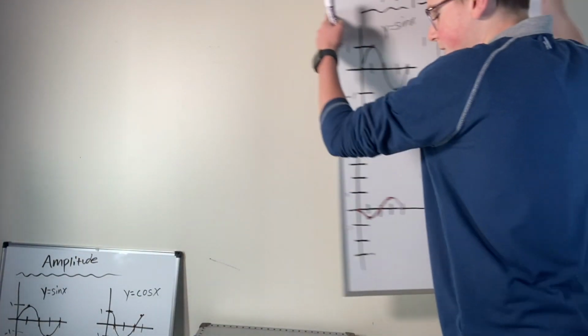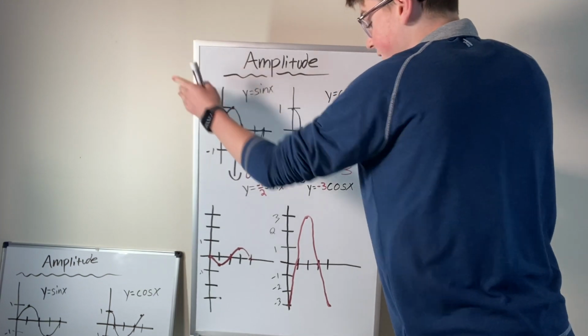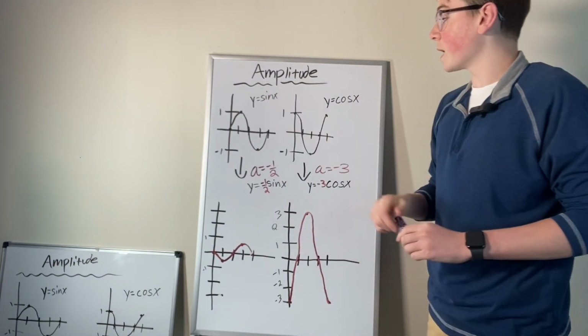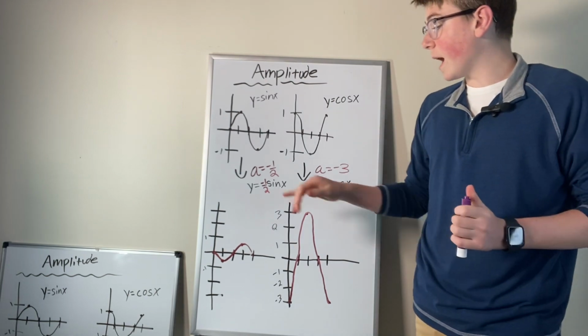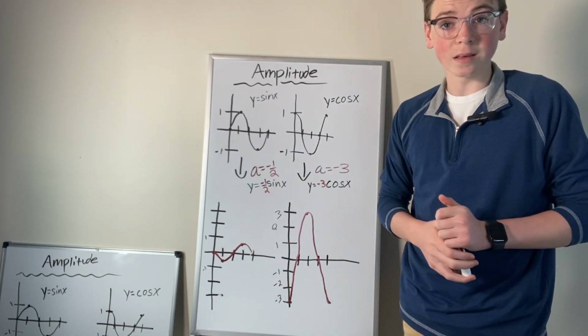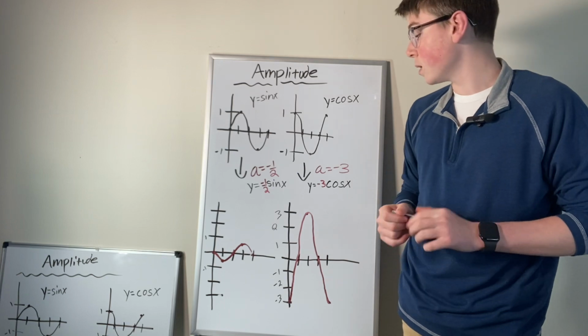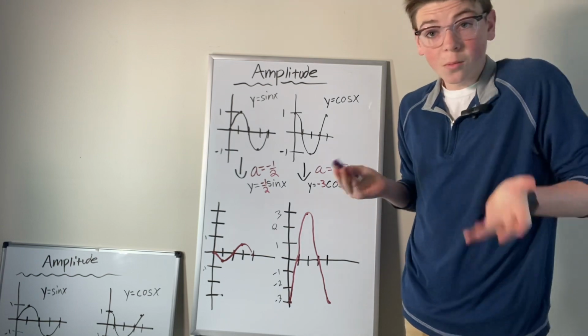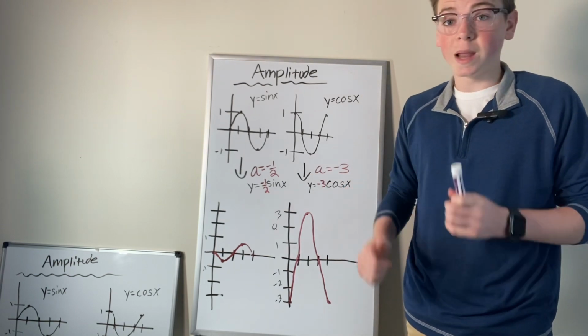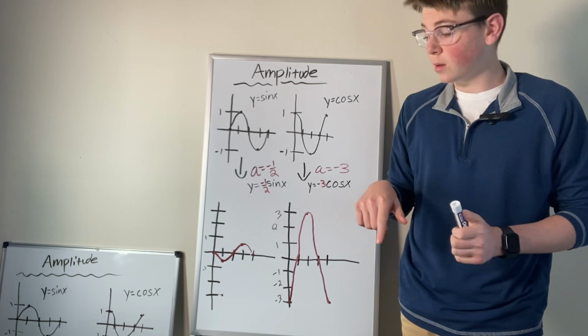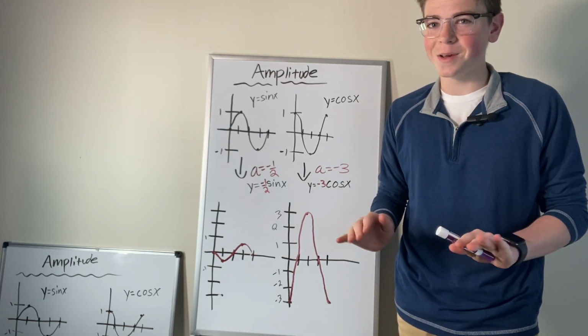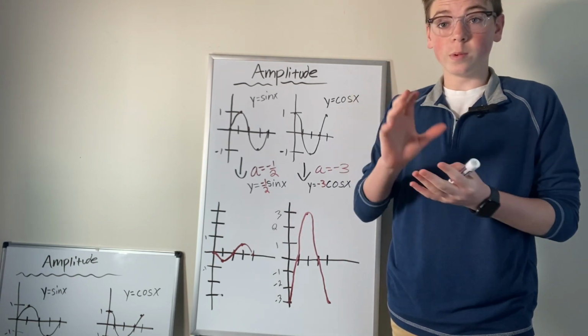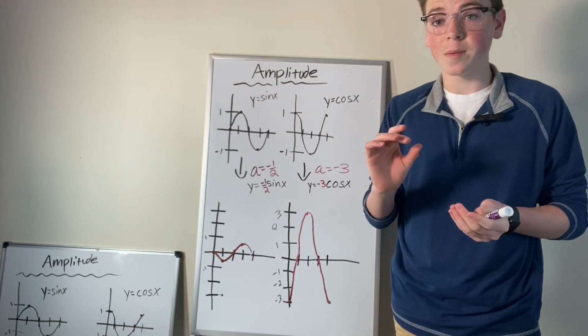Now, let's see what a negative amplitude would do. We're keeping the same 1/2 and 3, but I switched the equations they're on, if you see. So y equals sine x, y equals cosine x. Now, y equals sine x has a equals negative 1/2. So we have y equals negative 1/2 sine of x. So what does that do? Well, again, we are just deviating 1/2 from the midline.